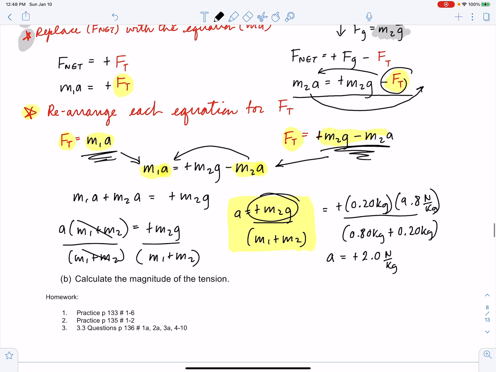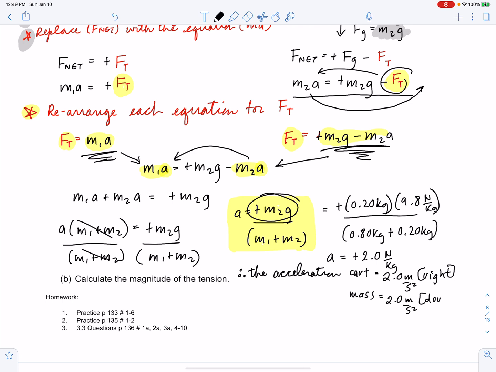And that tells us the acceleration for the cart is 2.0 meters per second squared, right? Because that's what the positive means for the cart. And for the mass, it's 2.0 meters per second squared down. Remember, when you're stating your final answer, it's important to state the actual direction. So we're going to go back, remember what we said left and right were, and make sure that we convert it back to the original directions.